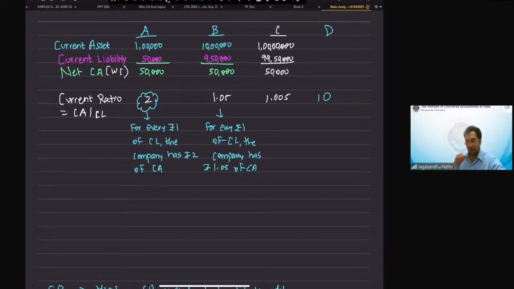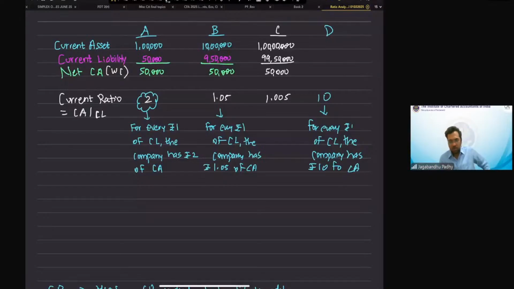Suppose the current ratio is very high, which is 10. So 10 means for every rupee 1 of current liability, the company has rupees 10 of current asset. So you have a very safe degree of current ratio, a very safe solvency or liquidity ratio. But do you see any problem if you have 1 rupee of current liability and a current asset of 10? Do you think of any problem that can arise?